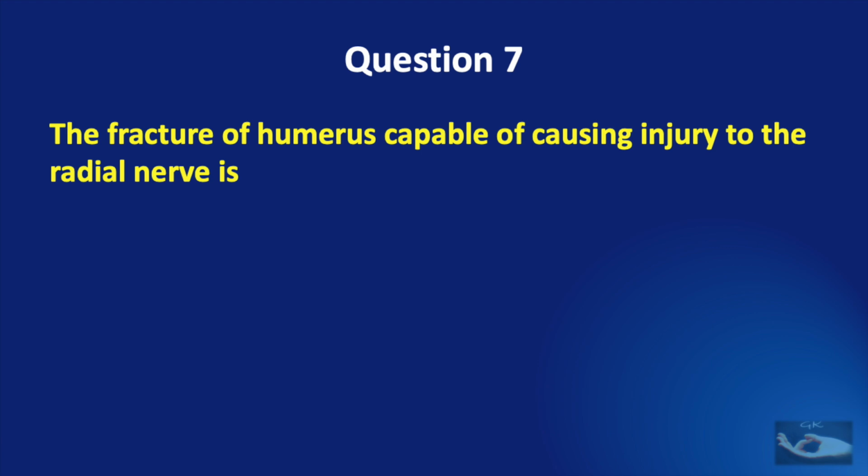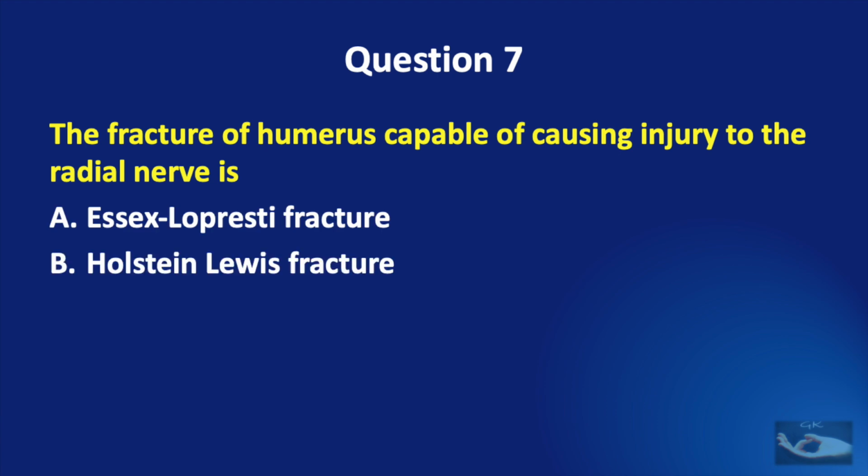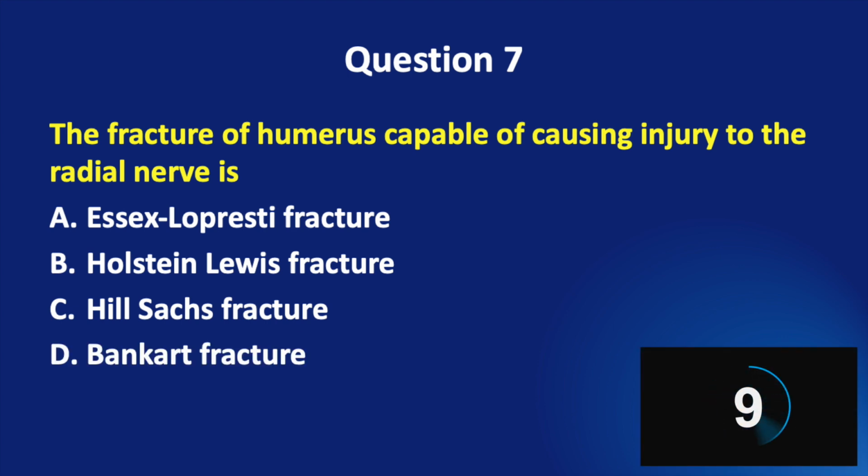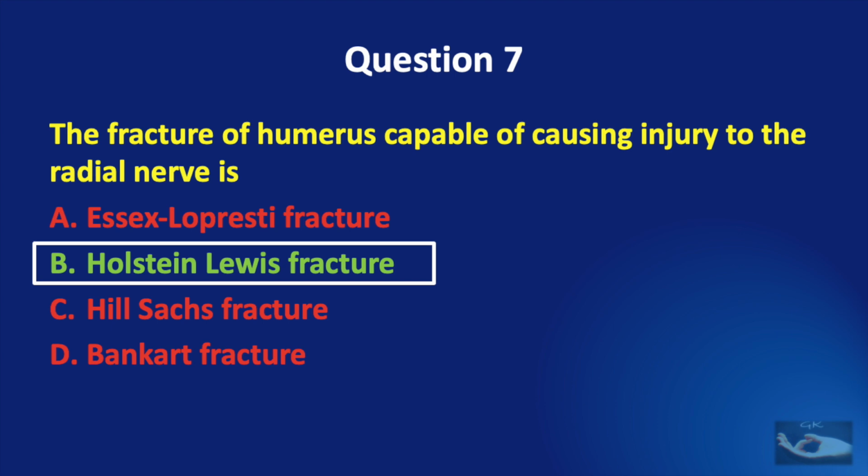Question number 7. The fracture of the humerus capable of causing injury to the radial nerve is the Essex-Lopresti fracture, the Holstein-Lewis fracture, Hill-Sachs fracture, Bankart fracture. The correct answer is the Holstein-Lewis fracture.